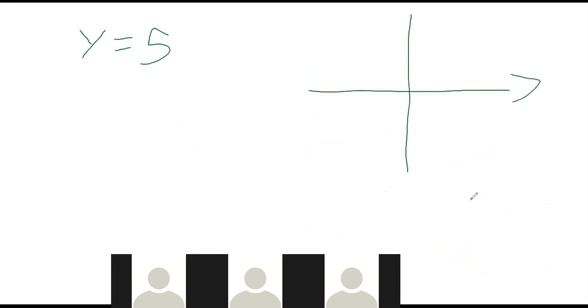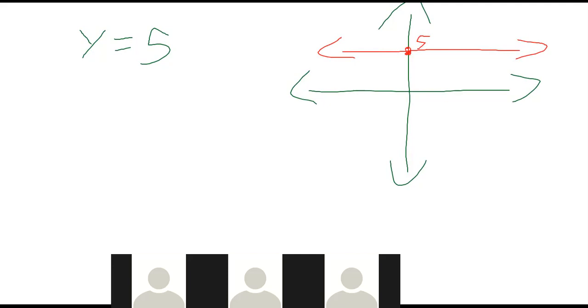Now let's say we have y equals 5. Does anybody remember how that line would look? Wouldn't it go up and down or across? You're actually right, it would go across, because there's no second variable. So y equals 5 goes across where y is equal to 5, so that should be 5 right there.